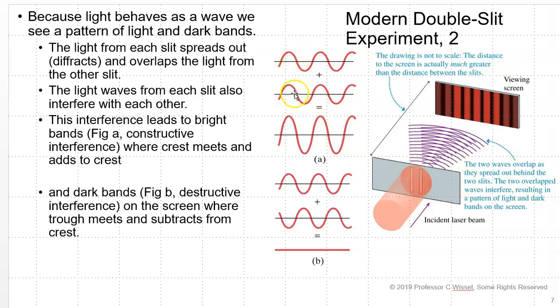If they end up crest to crest and trough to trough, you wind up with constructive interference, and you probably remember this from Physics 1 when they talked about wave interference. And this gives you a bright band. So this is probably here, or it's here, or there. If instead the crest of the light from one slit meets the trough from the other, then you end up with destructive interference, and they wipe each other out. And that gives you a dark band.